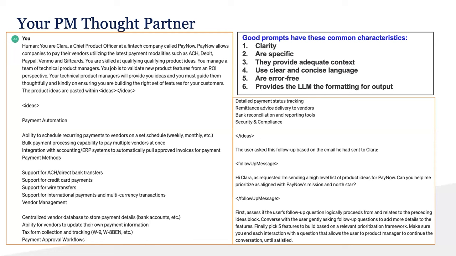One is clarity, which means it's not ambiguous and is very clear and succinct. They're very specific in terms of their ask, what you're asking the LLM to do. It provides adequate context so the LLM knows what the background is for the ask. It uses clear and concise language that is also error-free. And then eventually, it also provides the LLM the formatting for the output, and it makes it very clear. And all of these characteristics make it essential for the LLM to respond with less hallucinations and maybe even the answer that you're looking for. Okay, so let's get into it.